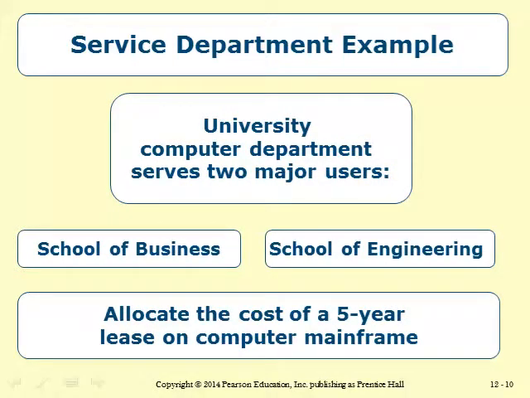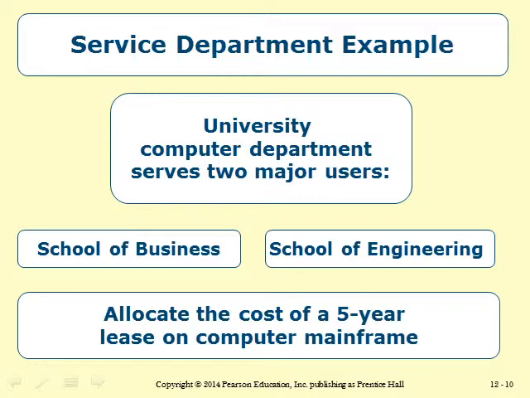So let's consider an example of a computer department of a university that serves 2 major users, the School of Business and the School of Engineering. And what we're trying to walk through here and understand is how do we take the cost of that computer department at that university and associate the cost in a fair and equitable way with the School of Business and the School of Engineering with respect to the cost of a 5-year lease on a computer mainframe.